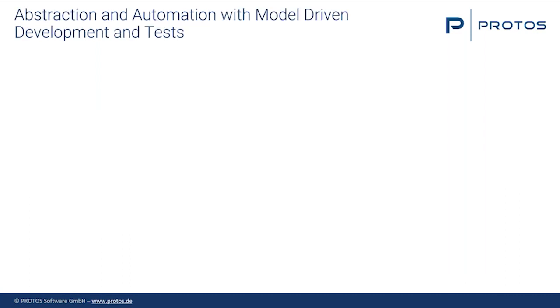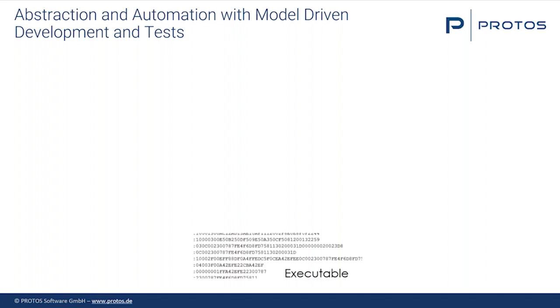So what is abstraction and automation with model-driven development and tests? Let me give you an example from the realm of software development. In the end, what we want is an executable application or an executable test case. That's usually an executable, a binary format, a hex format, or whatever I want to produce. This has a lot of details about the platform where I want to execute it, all the assembler code, instructions, and things like that. On that level, a human being has a hard time working.